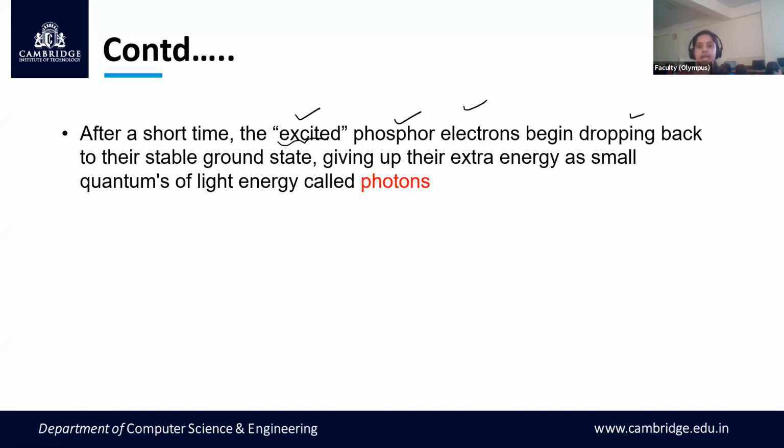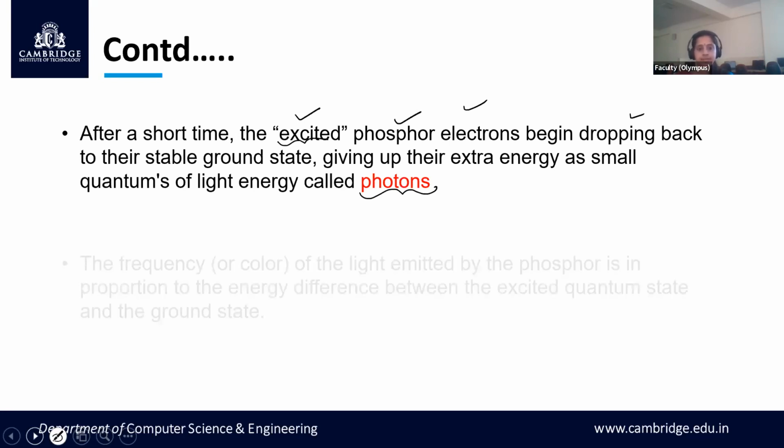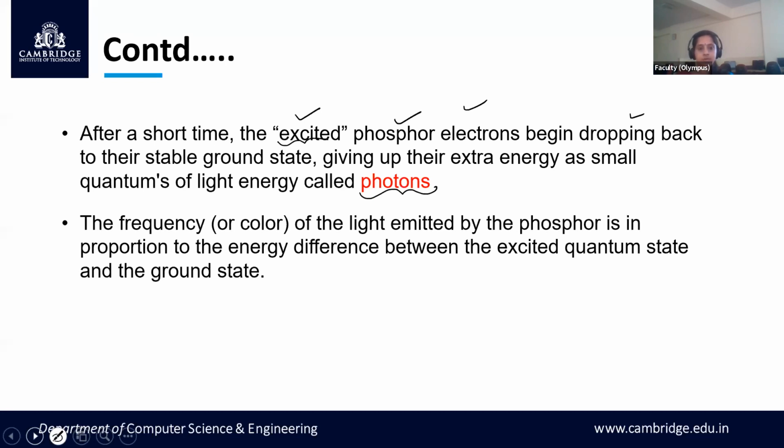So excited state and ground state, we'll say. Stable ground state, giving up their extra energy as small quantums of light energy called photons. What is generated? Photons are generated. Light energy, we call it photons, right? So the light will be reducing in the phosphor.